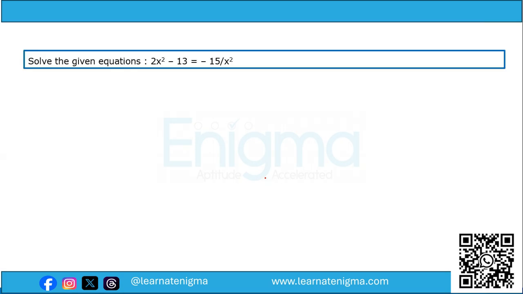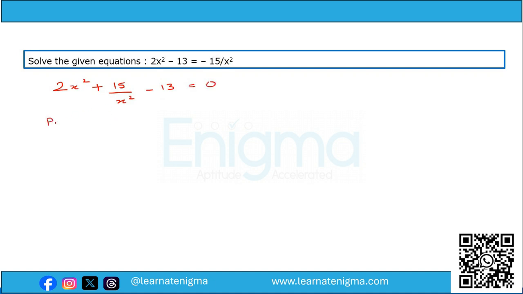Solve the given equations. 2x² − 13 = −15/x². So bringing the right hand side on the left hand side, we will have 2x² + 15/x² − 13 = 0.